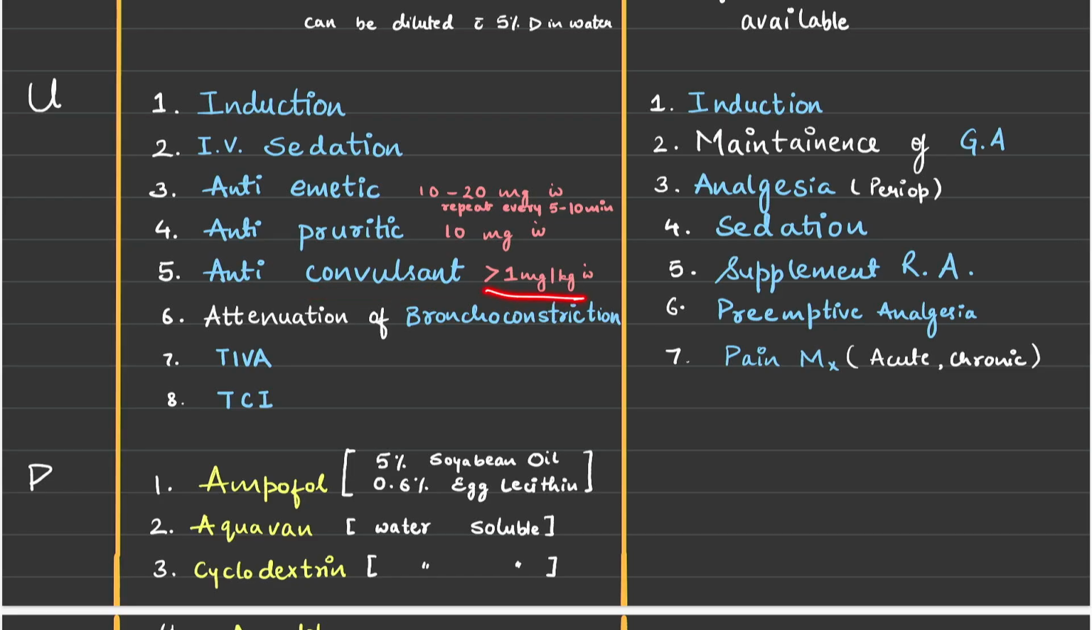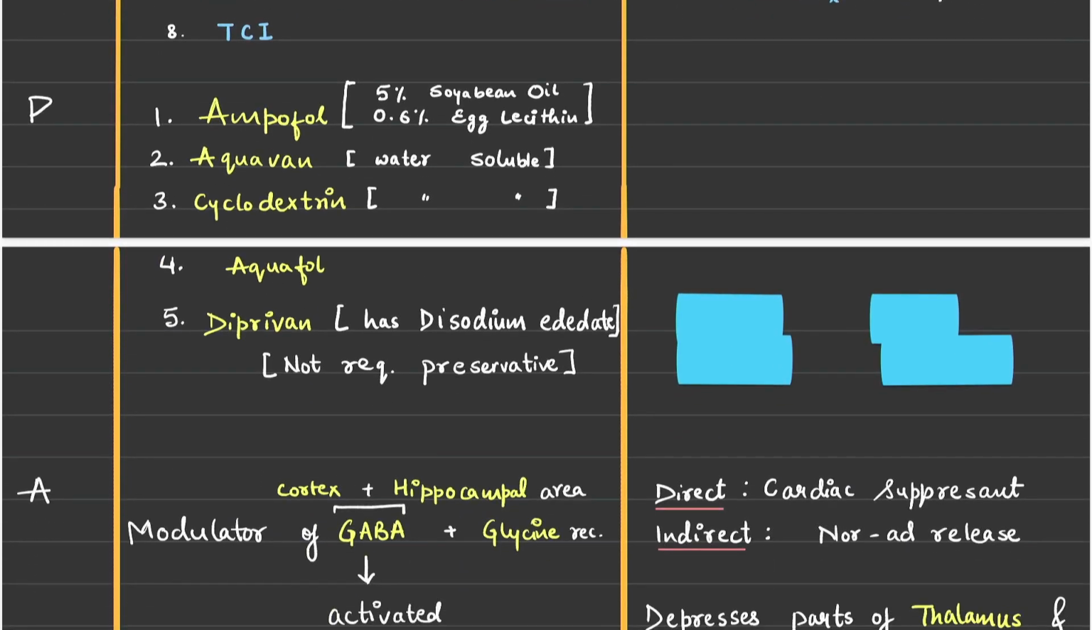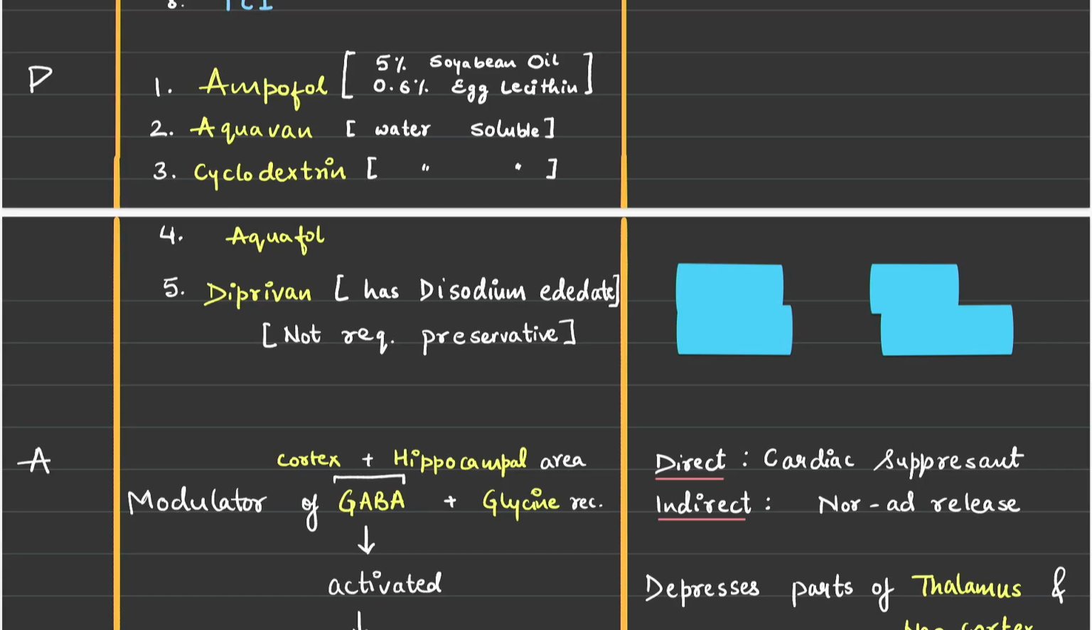Dose is more than 1 mg per kg IV. It helps in bronchodilation, that is attenuation of bronchoconstriction. If we have to avoid inhalational agents and use TIVA, Propofol is used in TIVA, and it is also used in targeted controlled infusion. So these are the uses. Preparations available are Ampofol, Aquavan, Cyclodextrin, Aquafol, and Diprivan.